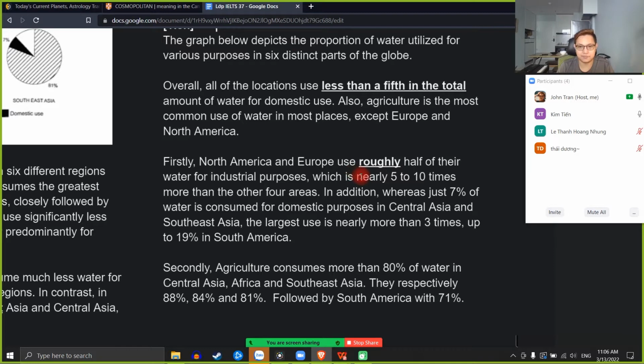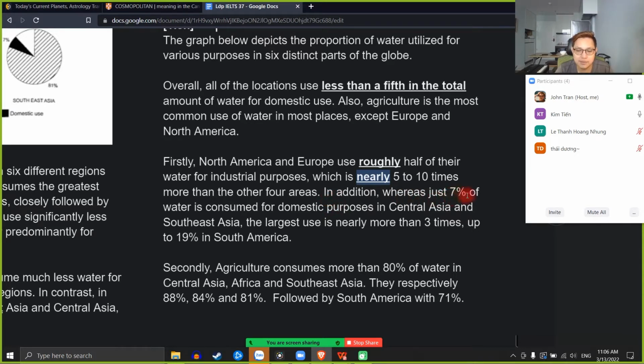Remember, you need words that show that you are more careful and that it is not exactly the number. So, which is nearly 5 to 10 times. It's not exactly 5 to 10 times, okay? Nó đâu có chắc chắn là đúng chính xác con số là 5 đến 10 lần đâu. Mà nó chỉ gần con số đó thôi. Mấy bạn cần những cái từ nó thể hiện cái sự mà nó không quá rõ ràng, không quá là chính xác, nó không quá là gọi là khẳng định như nào. Which is nearly 5 to 10 times more than the other 4 areas.